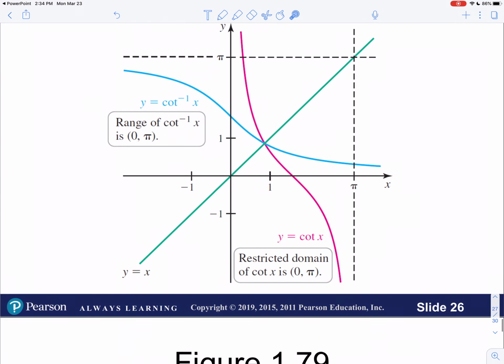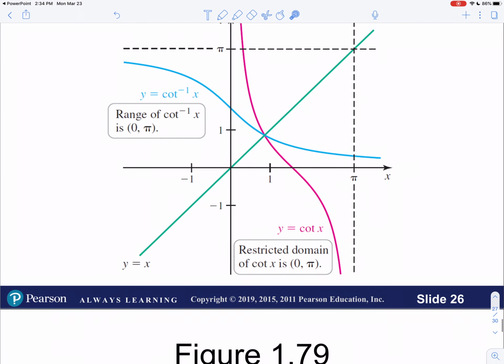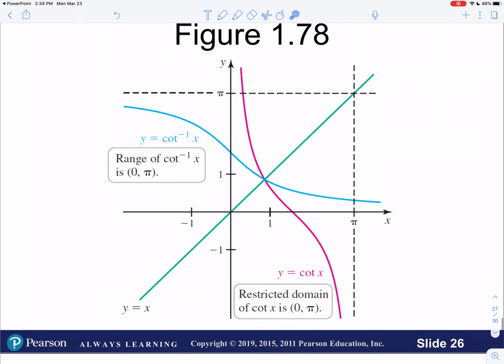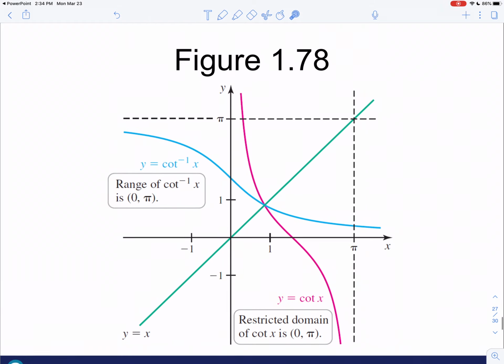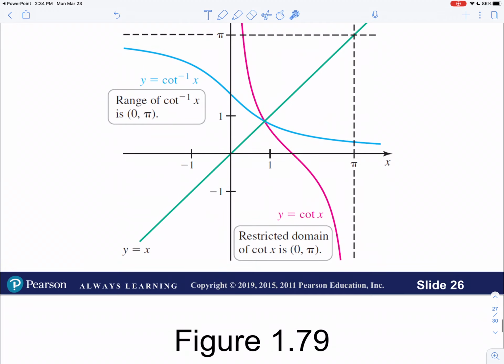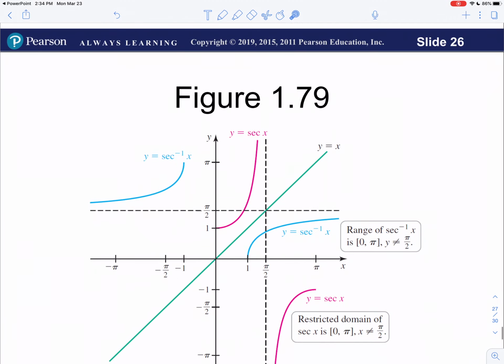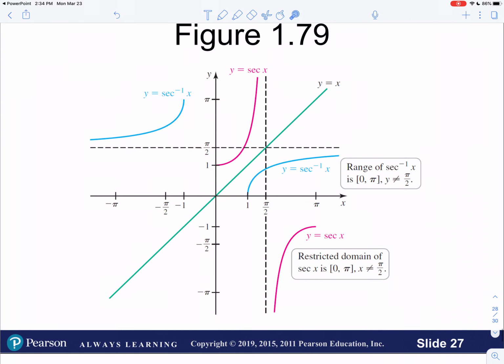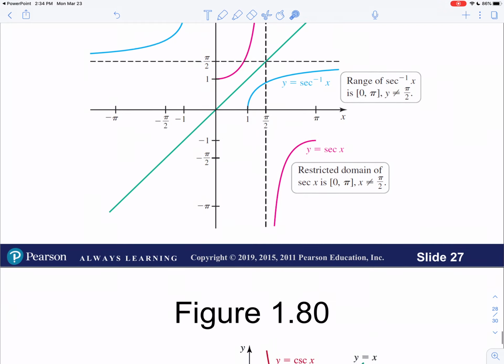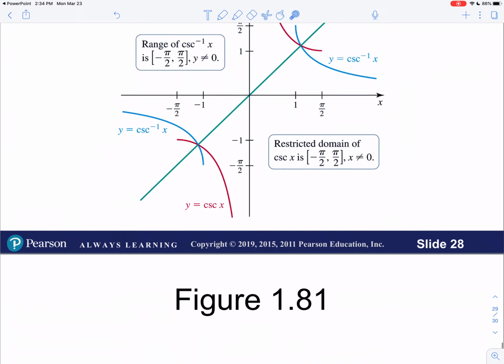And this is for cotan. So cotan we restricted to the open interval from 0 to 180. If that's the domain that we impose on cotan, then that's going to be the range of inverse cotan. So the domain of the original is the range of the inverse. Secant. Oh, yeah, this is a similar discussion for secant and cosecant.